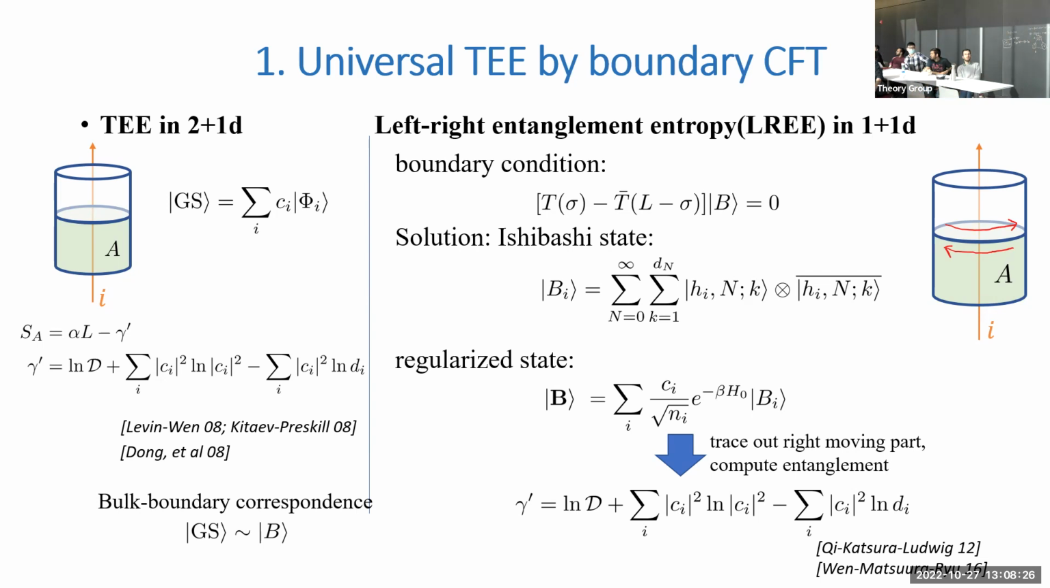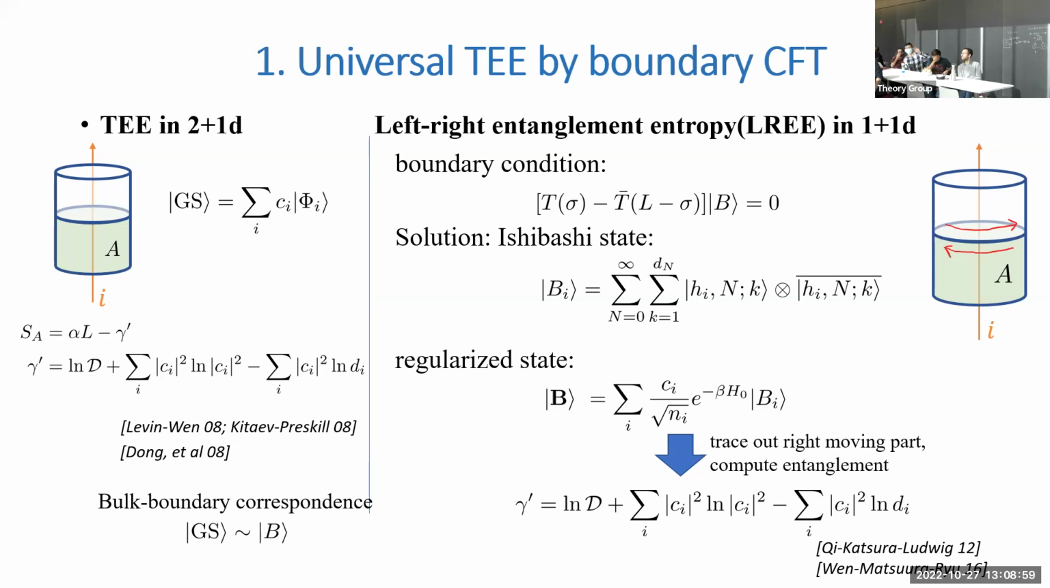But if there's really a boundary in the 1 plus 1, why did you stop at the Ishibashi state? Oh, sorry, Ishibashi states are not boundary states. So what I was saying is that we have a boundary for this 2 plus 1 system, and the boundary is a circle, and we cannot find this boundary state on this circle.